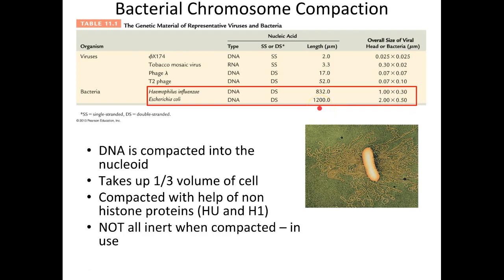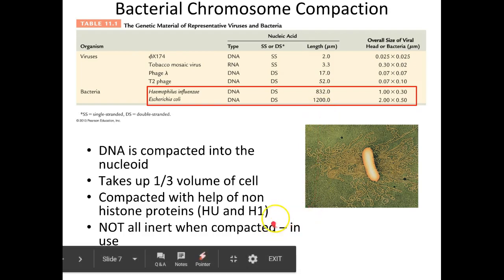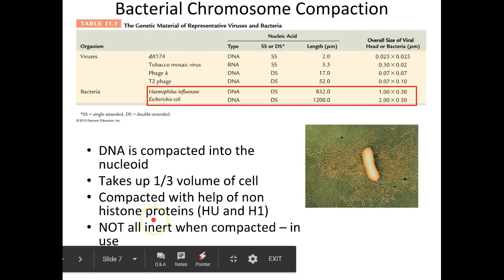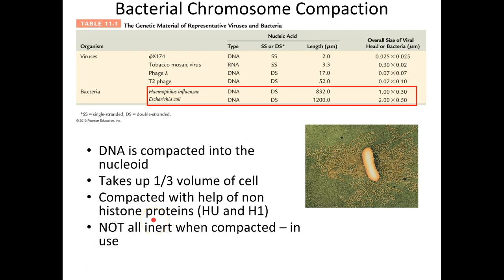And how do you do that? Well, you do that with the help of proteins. So there are a lot of proteins that are referred to as non-histone proteins. We'll learn about histone proteins when we look at eukaryotic genomes. So non-histone proteins help bacteria and archaea to fit DNA into the cells in a process called compaction. Okay?